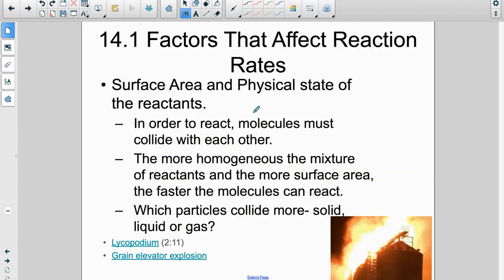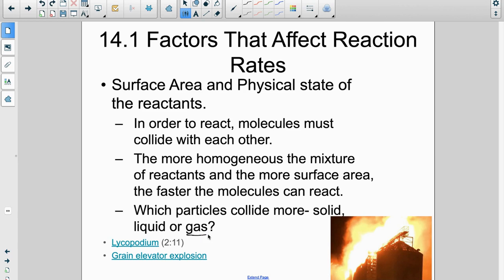So here are the factors that affect reaction rates. So first of all, surface area and physical state of the reactants. In order for things to react, again, the molecules have to collide. And the more homogeneous, the more mixed the reactants can be, and the more surface area that the reactants present, the faster the molecules can actually react with each other. So if you think about the three states of matter, solid, liquid, or gas, which particles collide more? Think about it.